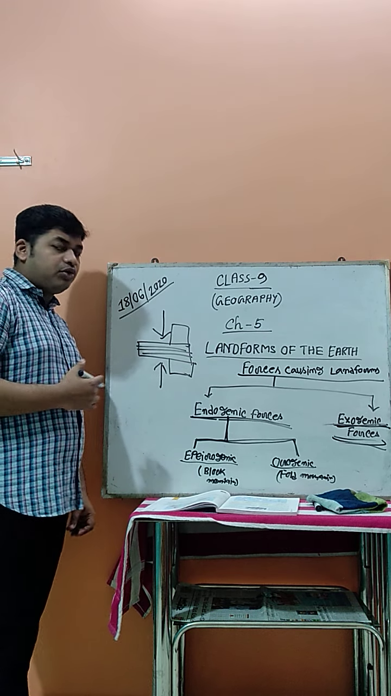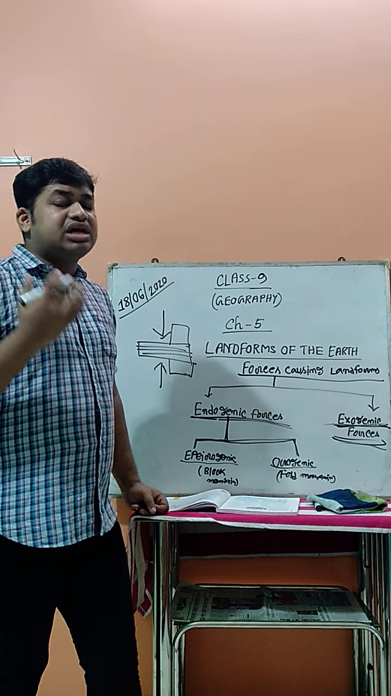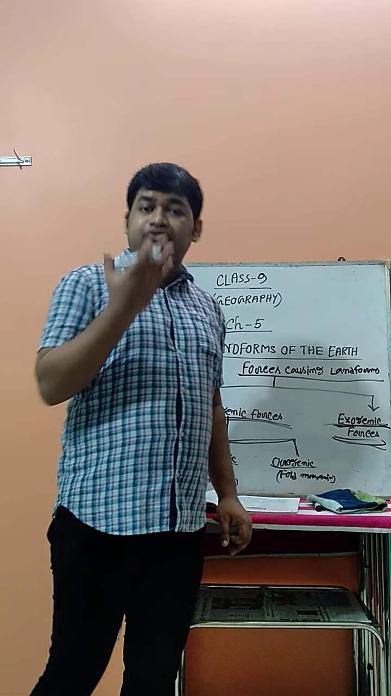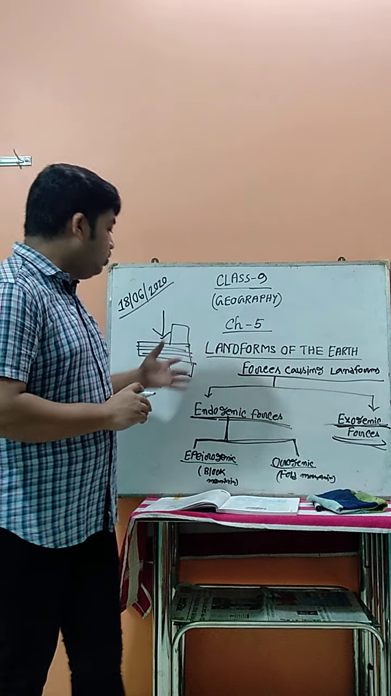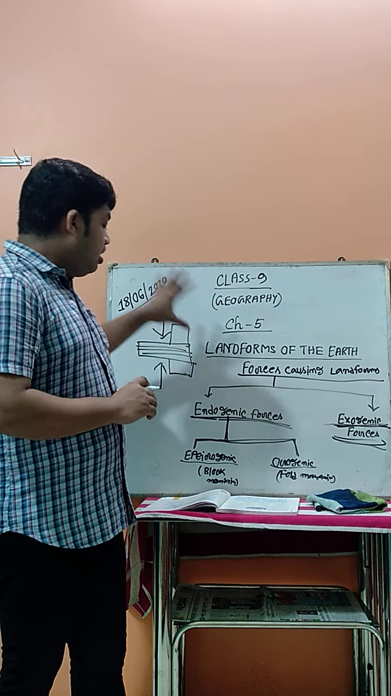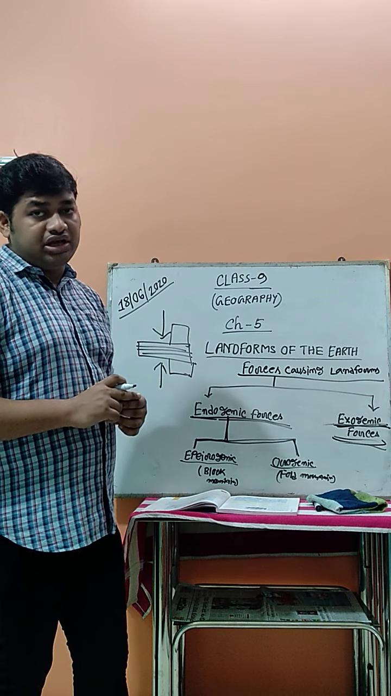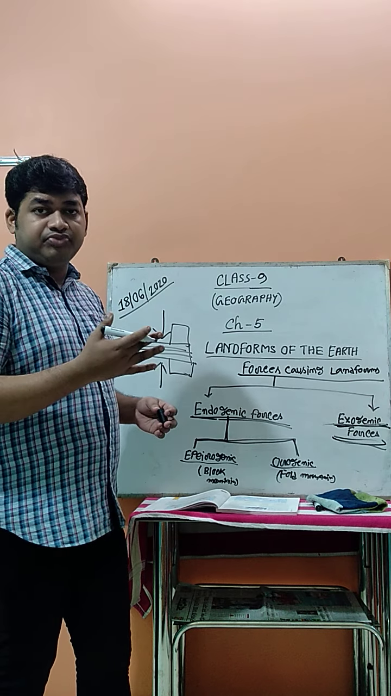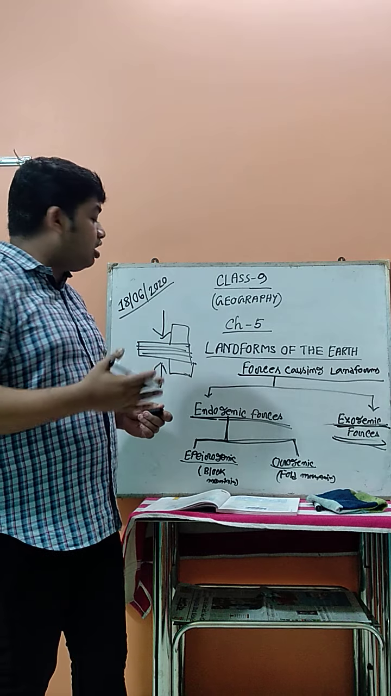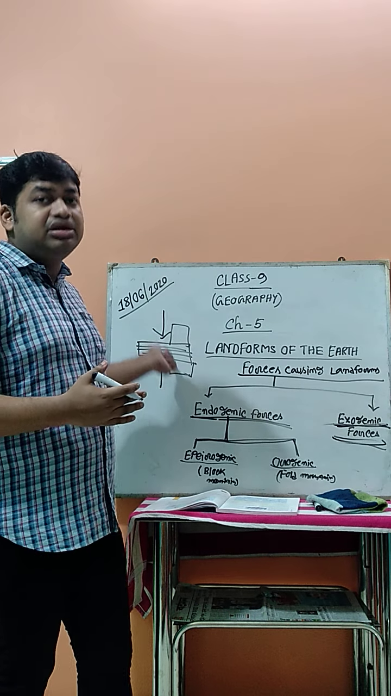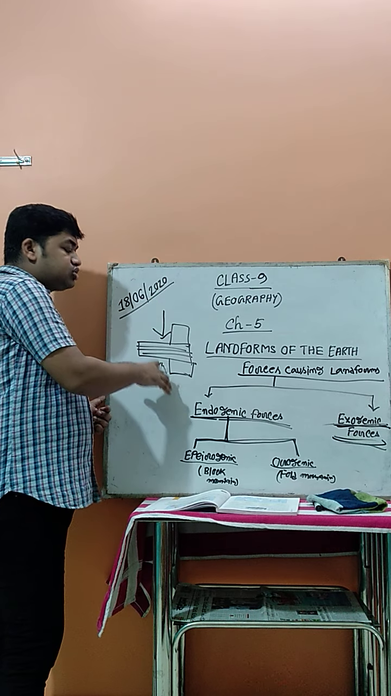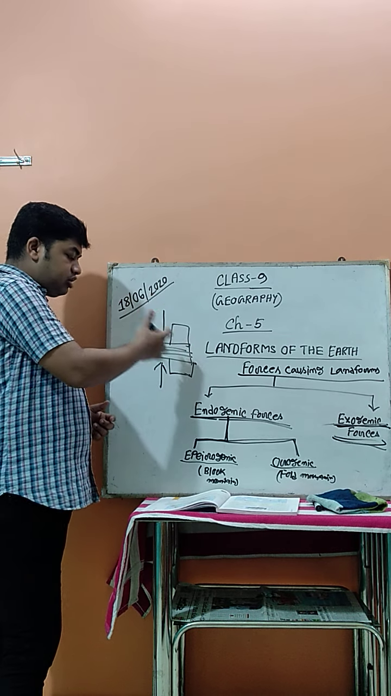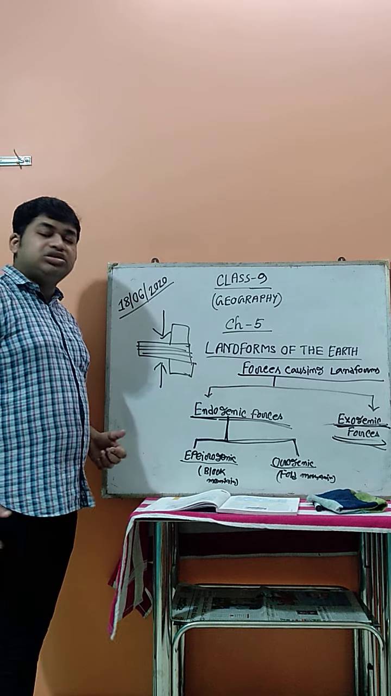So what is the epeirogenic force? It is the force in which land masses either uplift or go down. This movement occurs vertically, and for that reason a few portions of the earth's surface go upward and a few go downward. This movement of force is known as the epeirogenic force.